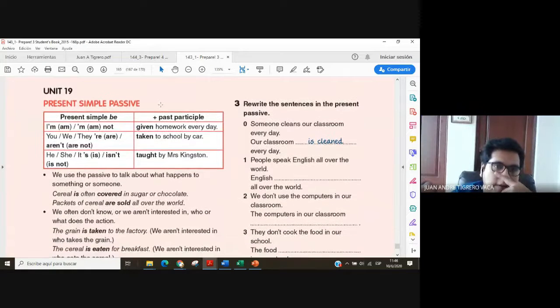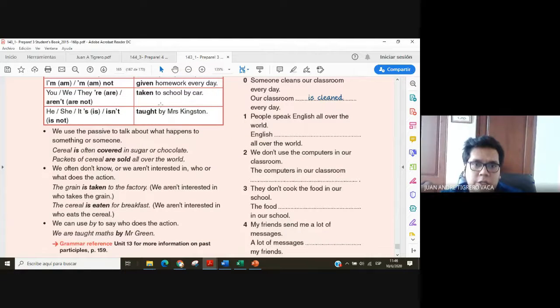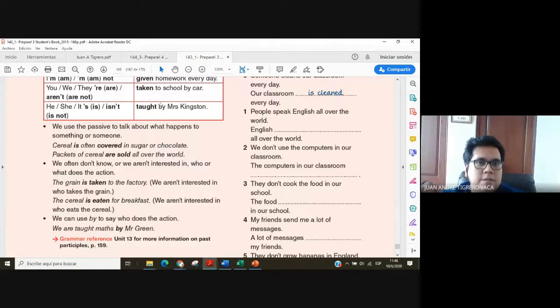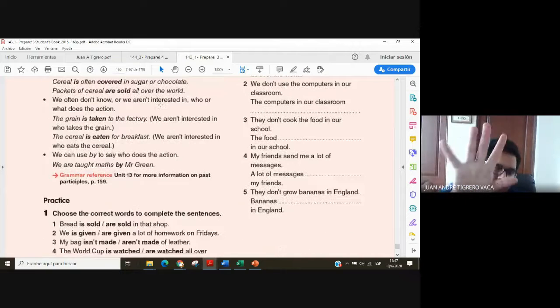So now let's go to page 165 to see the rule and to practice. 165. Okay. So 165 of the student book, it says, we use the passive to talk about what happens to something or someone. So here we have an example. Cereal is often covered in sugar or chocolate. Another example is packets of cereals are sold all over the world. Okay, here it says we often don't know or we are not interested in who or what does the action. Okay, don't pay attention to that because you will get confused.